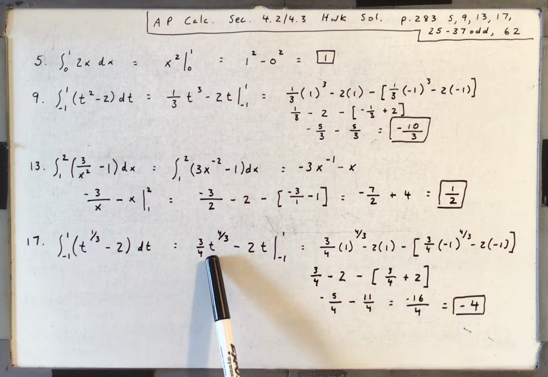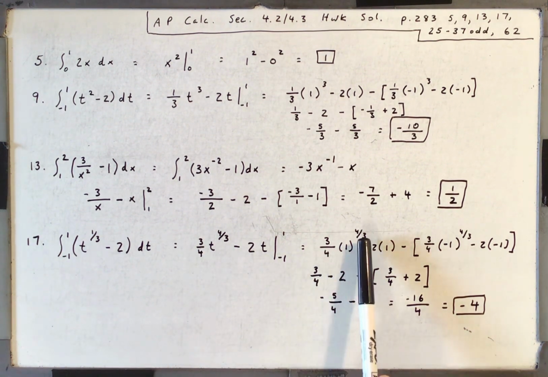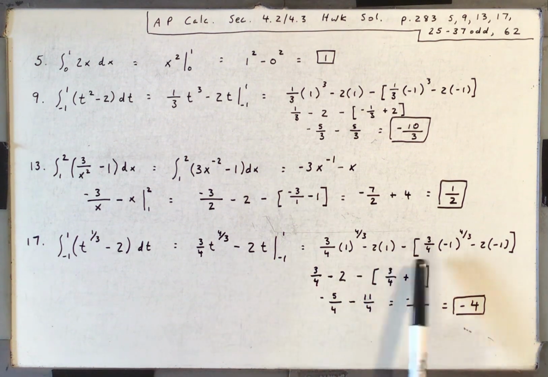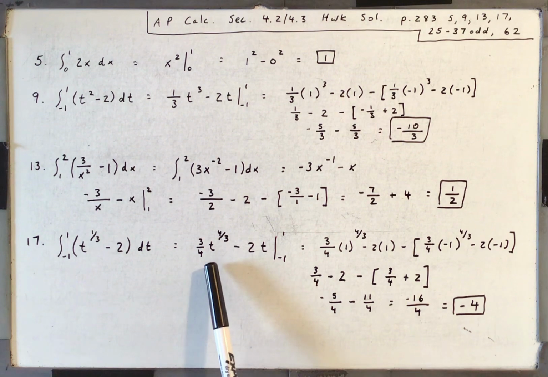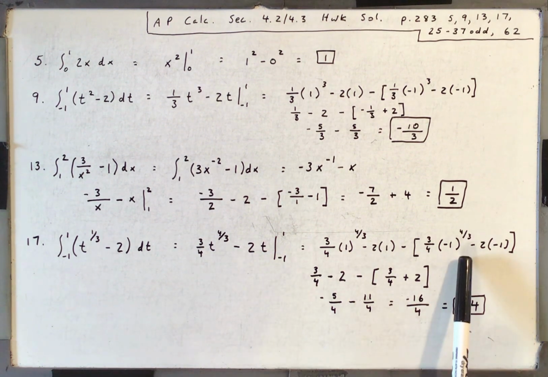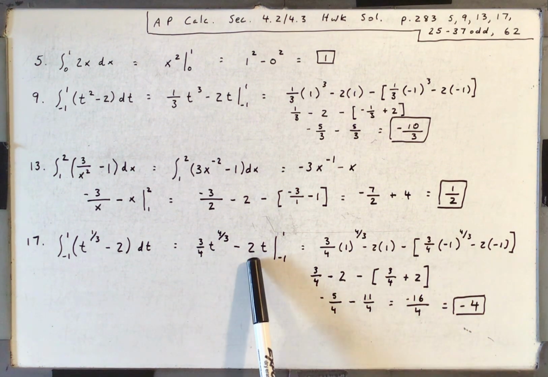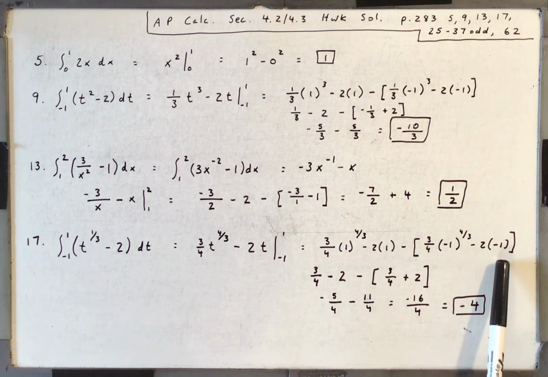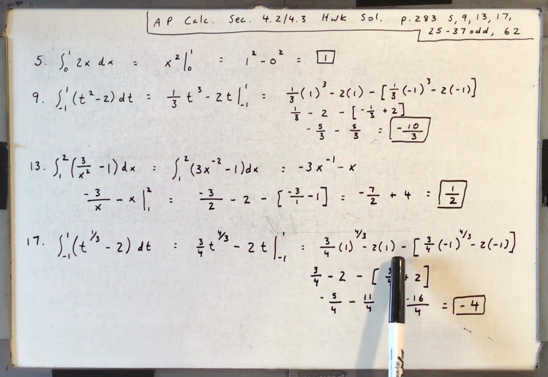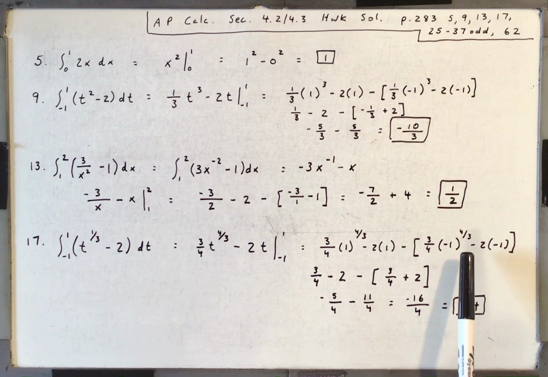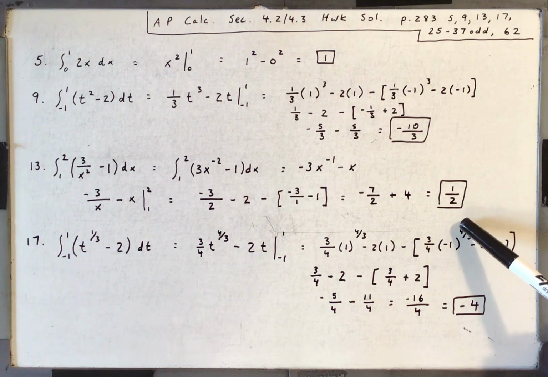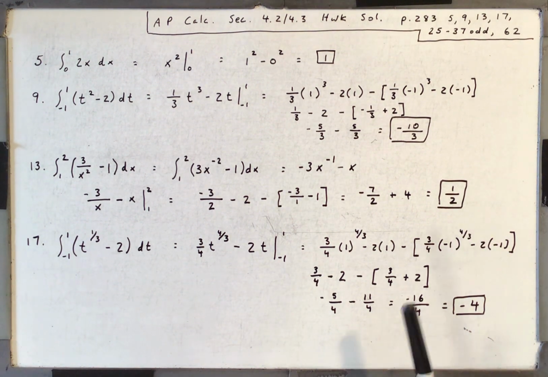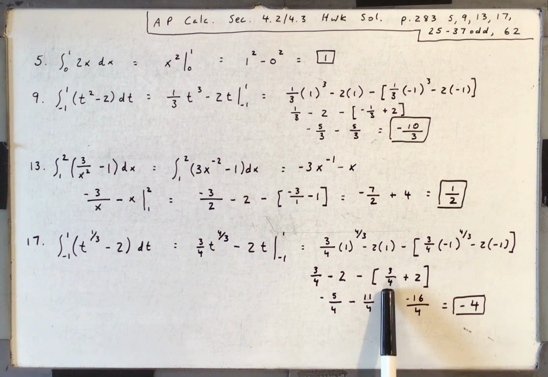Okay, we're going to plug in 1. So it's 3/4 times 1 to the 4/3 minus 2 times 1 minus, and then make sure to bracket it, 3/4 times -1 to the 4/3 minus 2 times -1. So that's going to be 3/4 minus 2 minus, okay, -1. If you can take the cube root of that, that's still -1, but anything to an even power would make it positive. So 3/4 times +1 is 3/4.